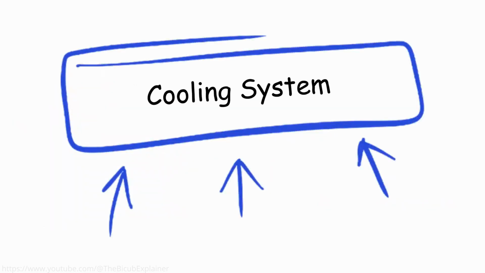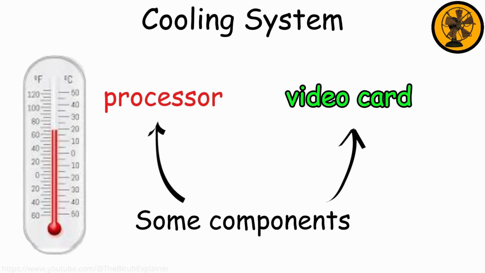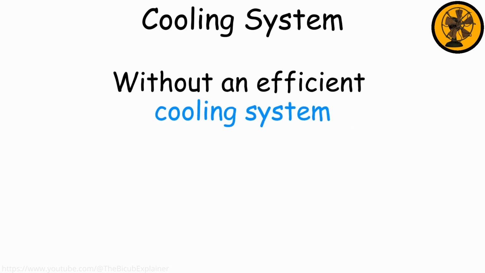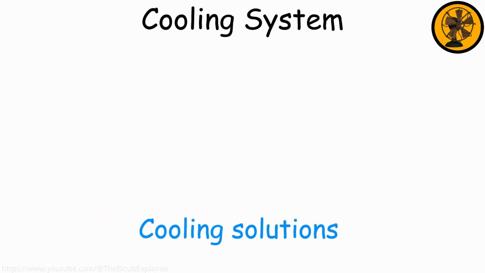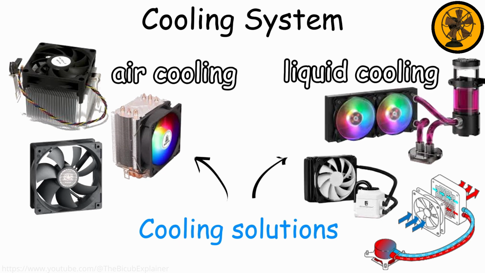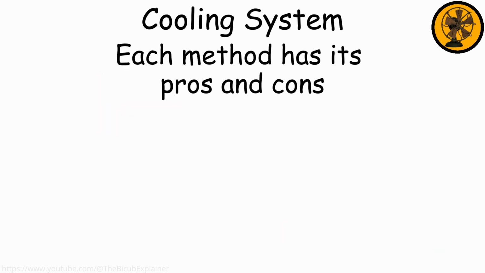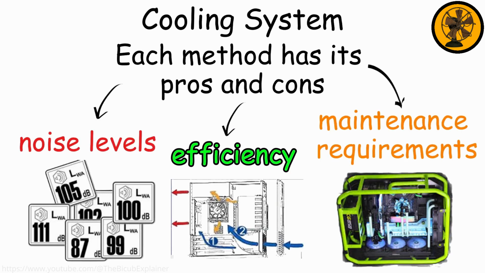Cooling system. Some components, such as the processor and video card, generate a significant amount of heat during operation. Without an efficient cooling system, they could overheat, leading to performance drops or even hardware failure. Cooling solutions include air cooling, which uses fans and heat sinks, and liquid cooling, which circulates coolant through a radiator. Each method has its pros and cons, affecting noise levels, efficiency, and maintenance requirements.